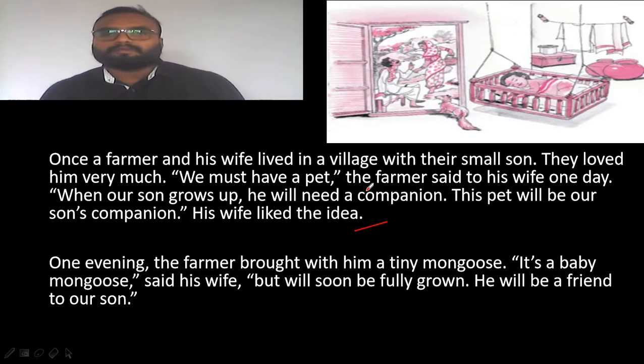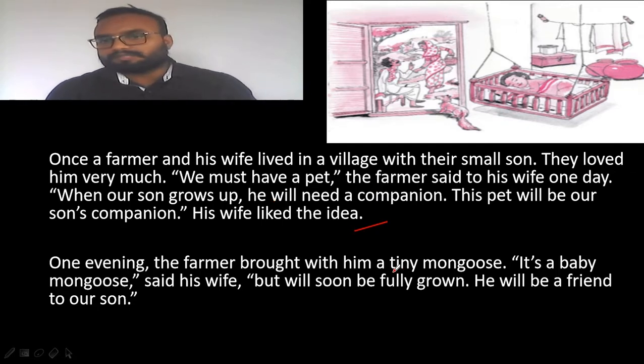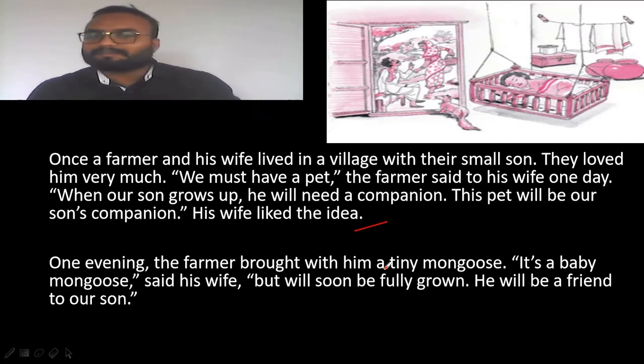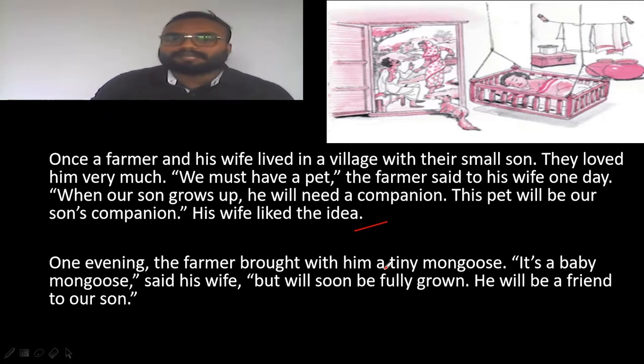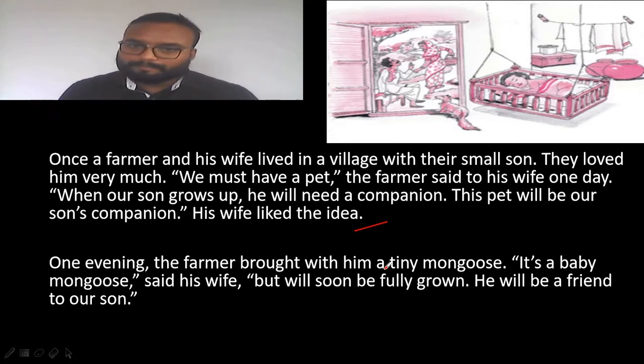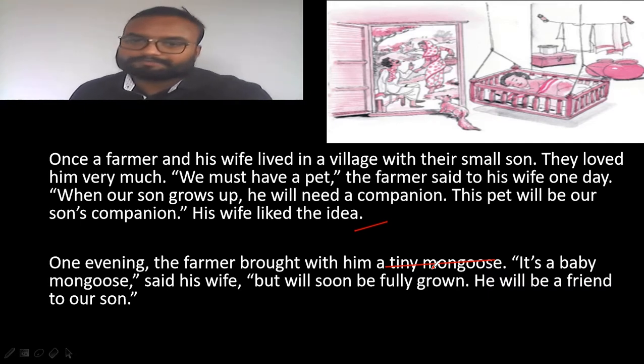So one evening when that farmer was returning home from his work, he brought a small mongoose. When his wife saw that mongoose, she said that it's a tiny mongoose, small in size. But no problem, right now it is small, but in 5 to 6 months it will be fully grown. And this mongoose will be a friend of our son, and both of them will enjoy the company of each other and play with each other.